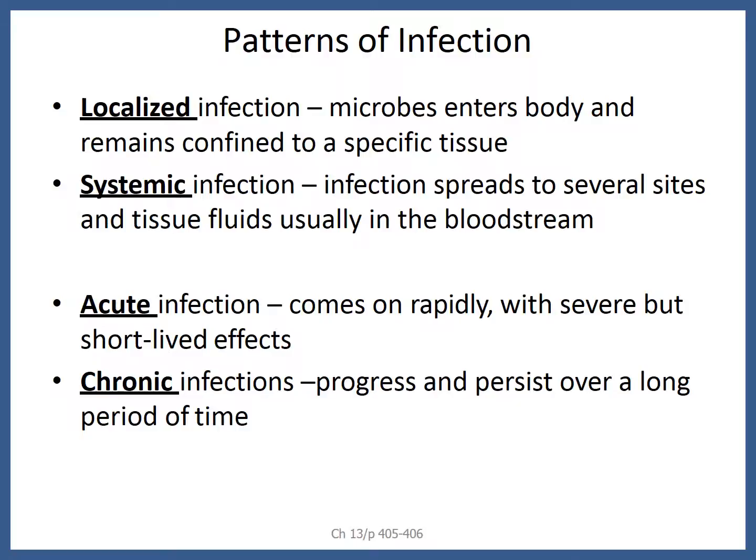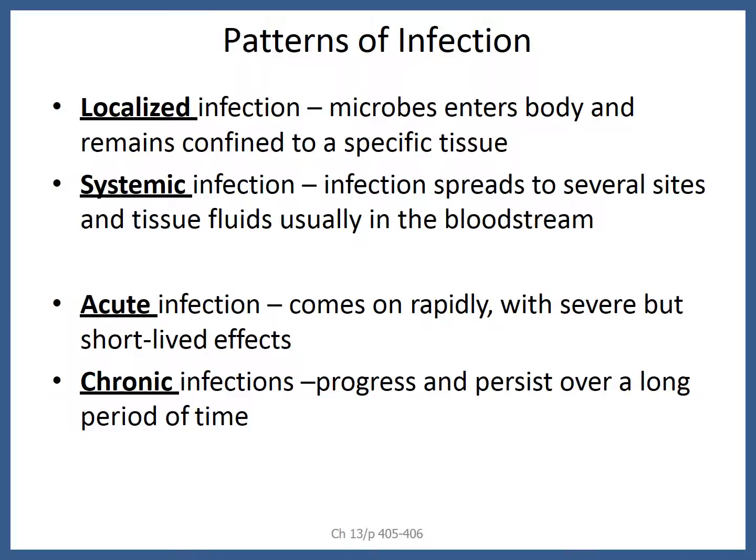In a systemic infection, though, the infection is spreading to several sites. It's spreading throughout the body, and tissues and fluids. So, for example, in the bloodstream, you might see signs of the microbe. Now, an acute infection versus a chronic infection. An acute infection would come on rapidly, and you have a severe peak of effects, but it's short-lived. Let's say you have a really nasty cold. It comes on, you have a couple of days where you're very sick, but it's short-lived. A couple weeks later, you've totally forgotten you've had the cold.